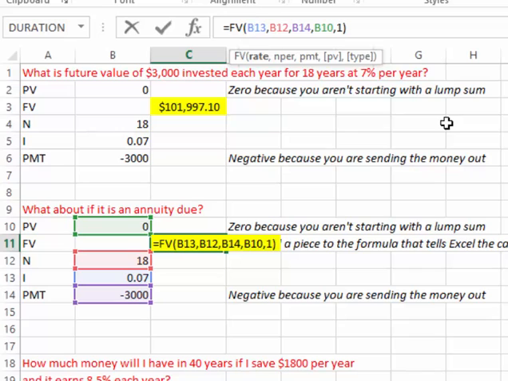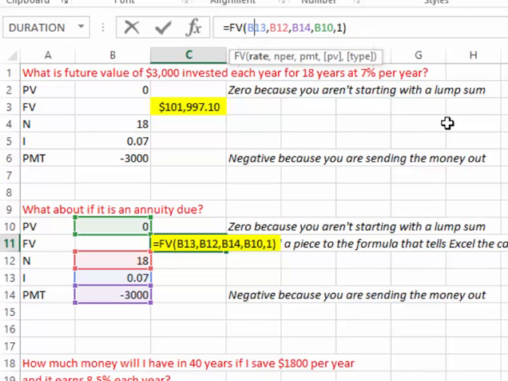And this can leverage the capabilities in Excel where I can come up with a series of answers by just changing any one of those inputs instead of retyping the whole formula like we have been, where I might type in equals FV, comma, 0.07, comma, 18, comma, etc., etc.